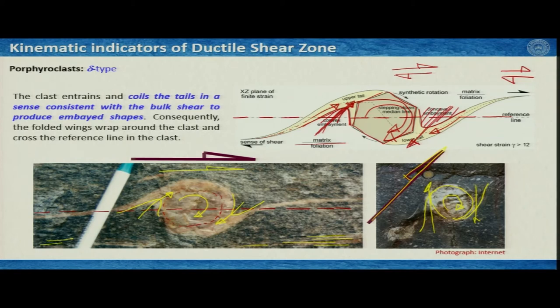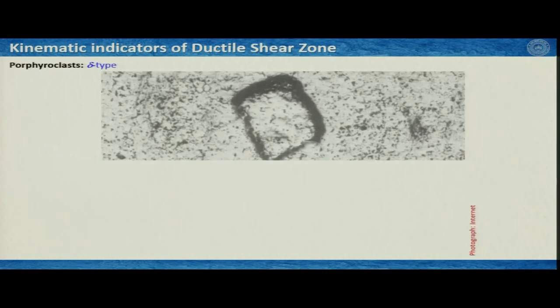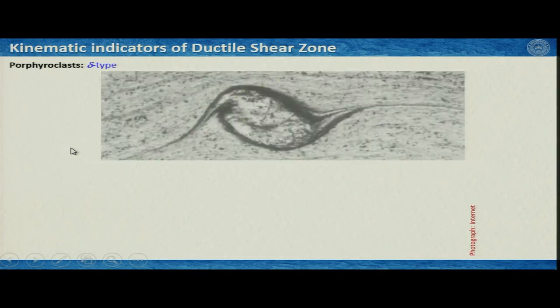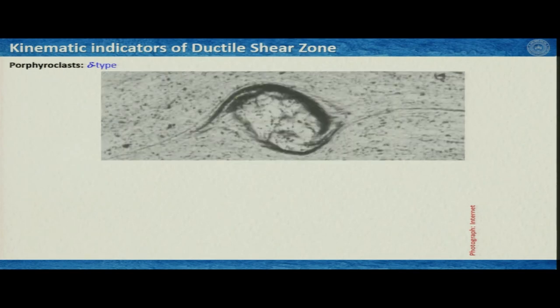People have done lots of work in understanding this delta structure, and here I would like to show you an analog experiment and see how it happened. So what we see here, this is the clast thing, and this black thing is the mantle or the fluid that would be dragged. So you see it is rotating, rotating, and then you eventually form a structure like this, where this was your clast. This is the tail structure that we see here.